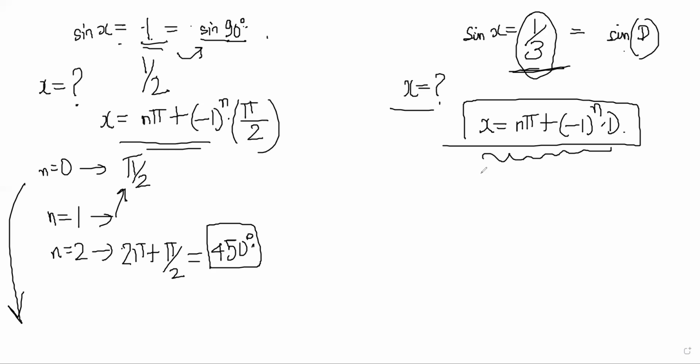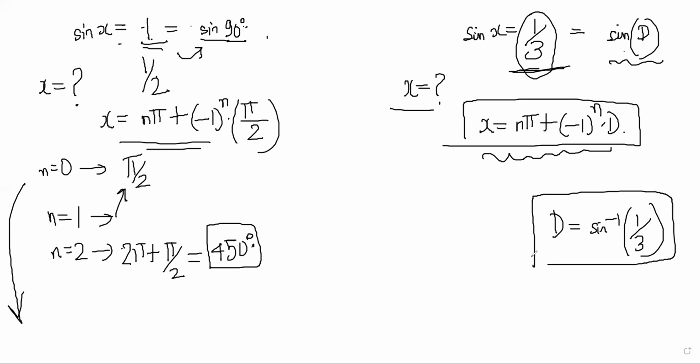Yes, sir. So generally when you don't know the value, it must be in some table, right? Trigonometric tables are there where you can find out, right? Yes, sir. So we will write that value of D. D can be written as sine inverse of 1 by 3. What does this mean? This is just a notation to say that D is such an angle whose sine is 1 by 3.